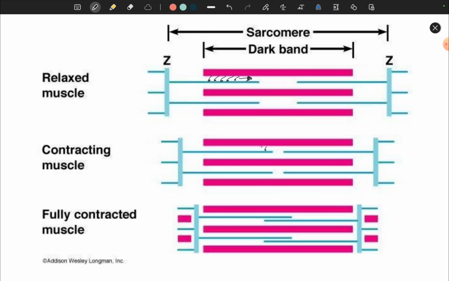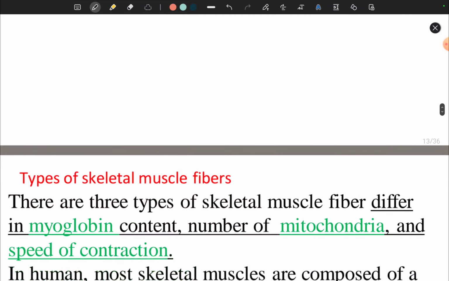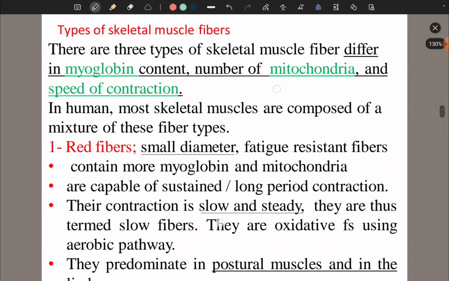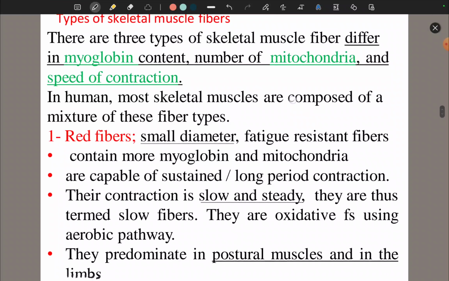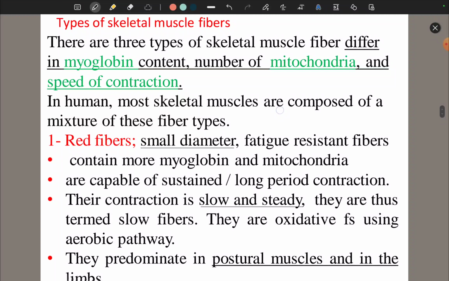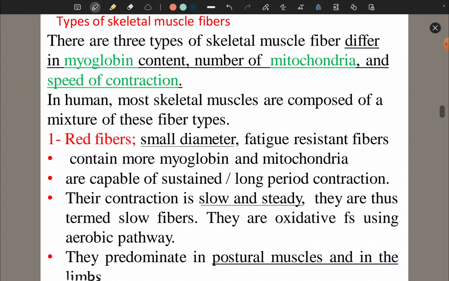In skeletal muscle, each muscle in the skeleton, the muscle fibers are not of the same type. We have three types. The two main types are red and white skeletal muscle fibers. For the red fibers, you should focus on the characteristics or properties of each type.